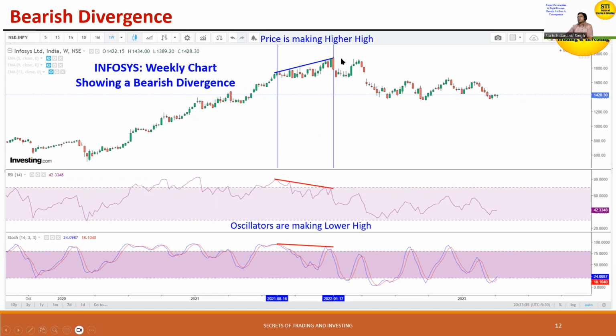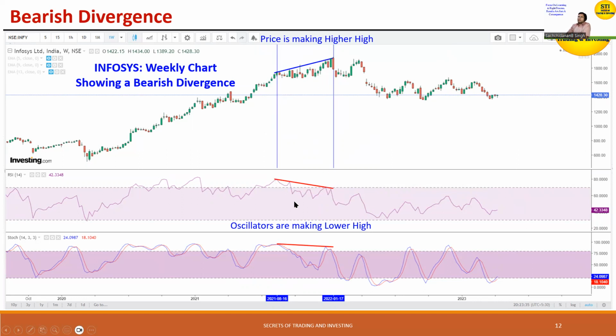So if you look here, maybe around January 22, 2022, Infosys made the all-time high, and this all-time high was definitely higher than the previous high. At the same time, if you look at the RSI and the stochastic value, the RSI is making a lower high. So the RSI move is not in sync with the price up move. RSI is getting weaker.